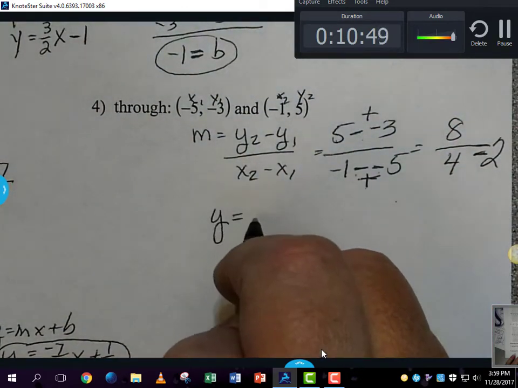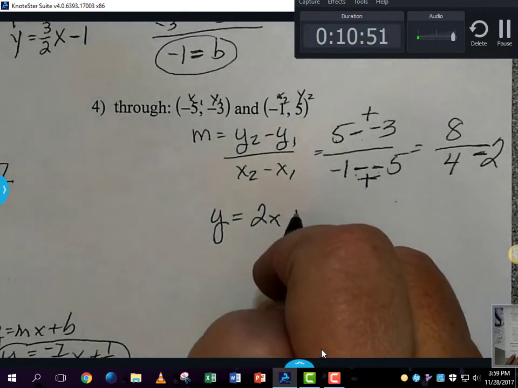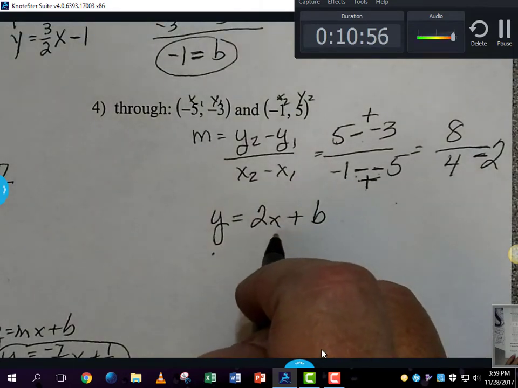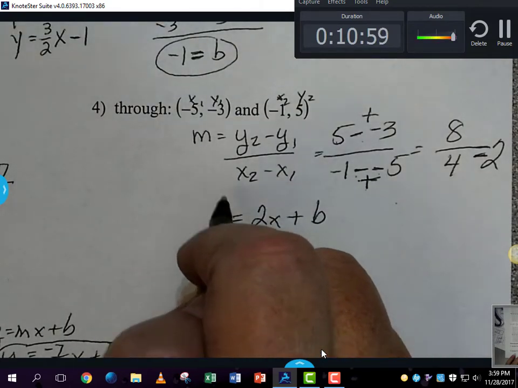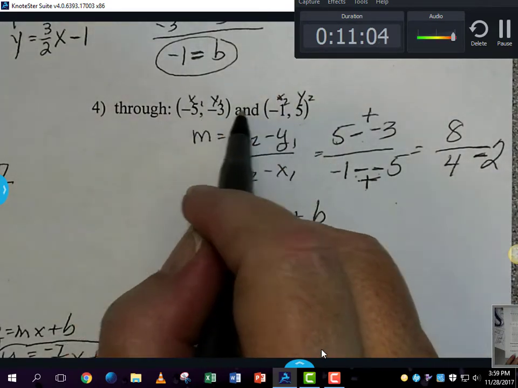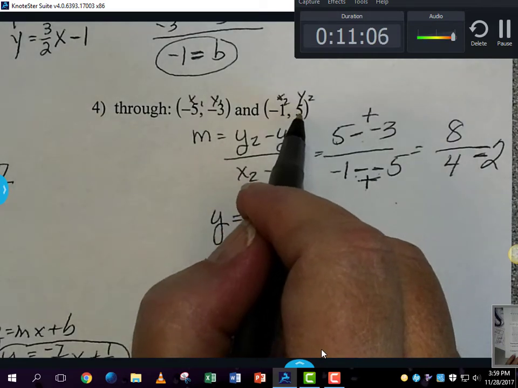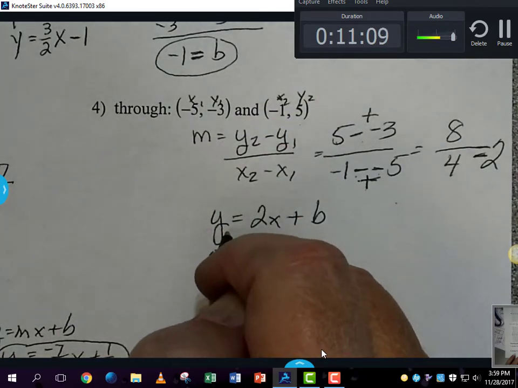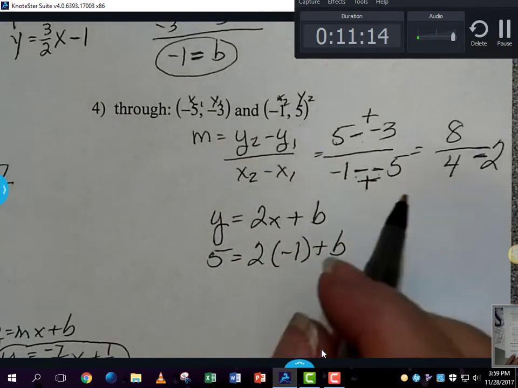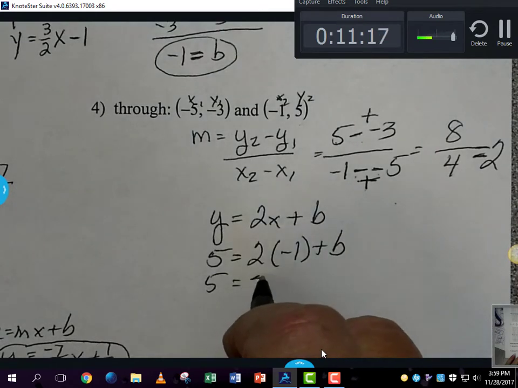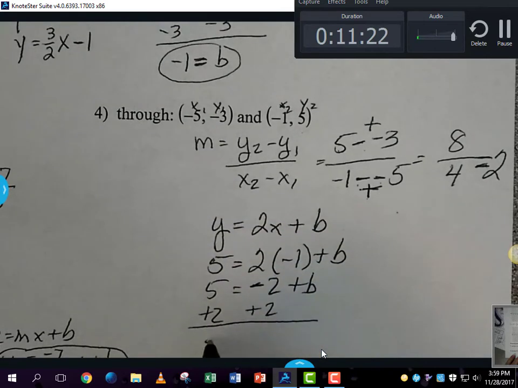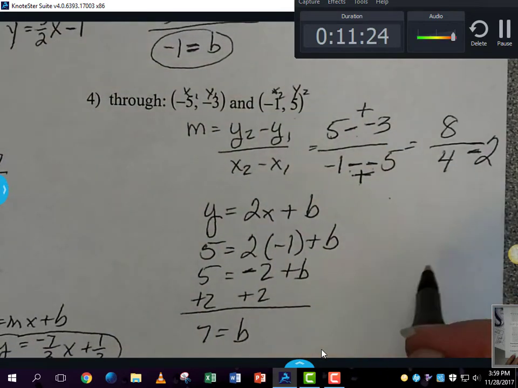What that gives me so far is y equals 2x plus b. And then I need to figure out what b is, but I can't do that until I put numbers in for x and y. Oh, you know what? This time I'll use these numbers, because it just does not matter which set you use. So y sub 2 is 5. So I'm going to say 5 equals 2 times negative 1 plus b. 5 equals negative 2 plus b. Add 2 to both sides. 7 equals b. So now I put it all together.